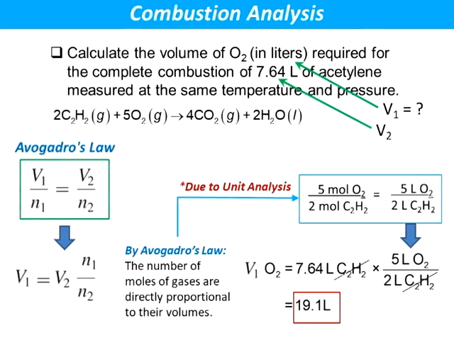So we take 7.64 liters of acetylene times 5 liters or 5 moles of oxygen per 2 liters or 2 moles of acetylene, and we obtain 19.1 liters. Put simply, when we carry out an Avogadro's law equation, we can simply use the ratios of the moles from the balanced equation for moles or liters.